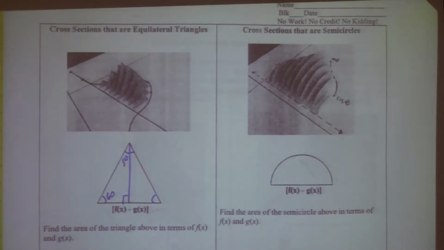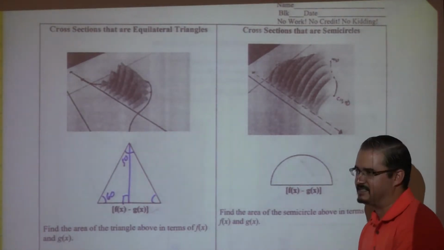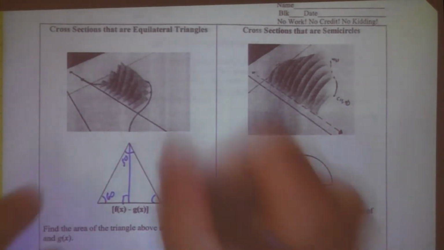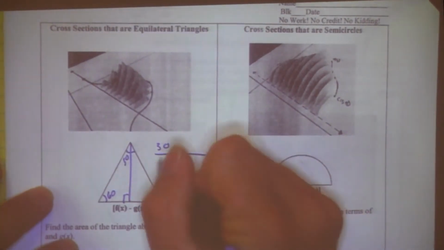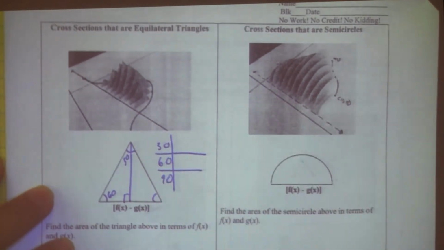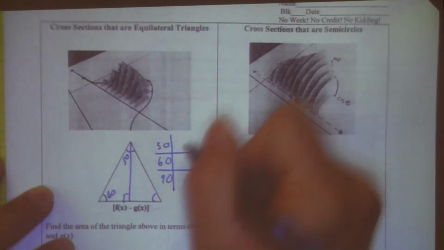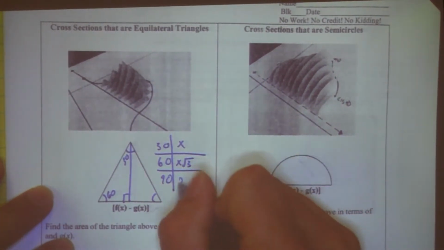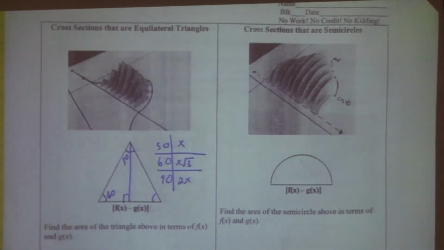So now we have a special right triangle. Do you remember those? 30, 60, 90? You don't remember? Back in the day when you took geometry? What was the rule for this? X, x radical 3, 2x.